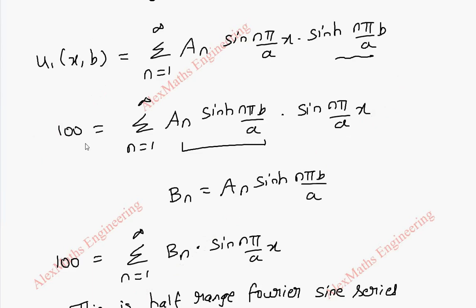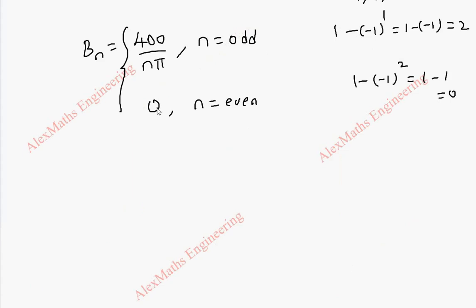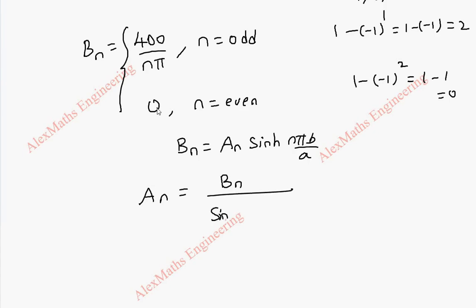So here it is. Bn equal to An into sinh(n pi b by a). So we take that Bn equal to An into sinh(n pi b by a). So from this, An is Bn by sinh(n pi b by a).